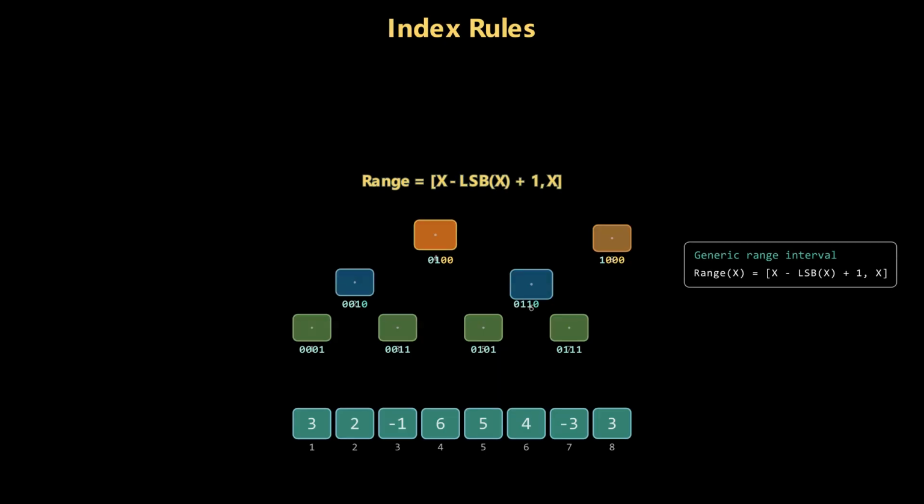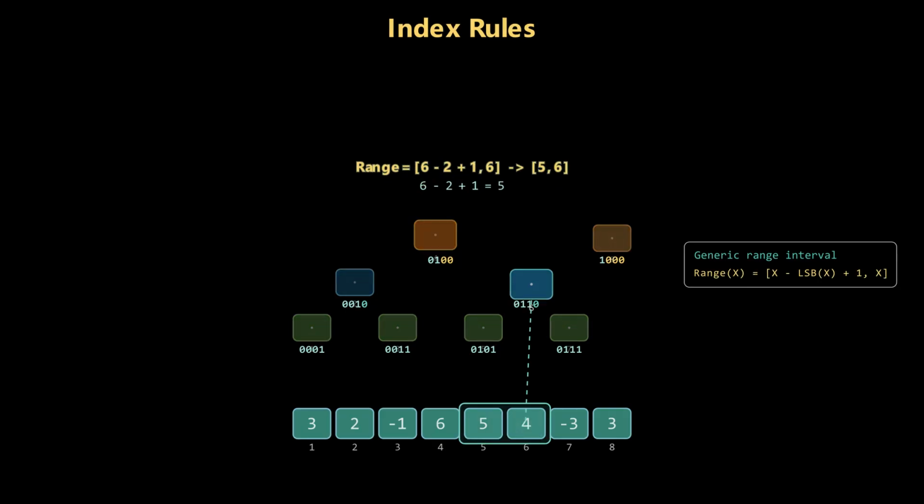Because of this, any index x knows its exact boundaries instantly. For index 6, 6 minus the lowest set bit 2, plus 1, equals 5. The responsible range is 5 through 6. It looks backward by its own lowest set bit to find the start. By reading its binary pattern, every slot in a flat array can compute its range with no pointers.